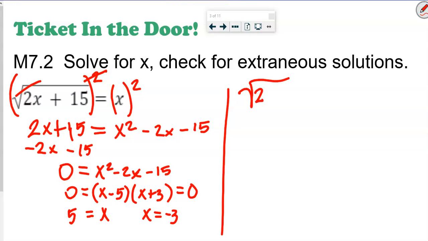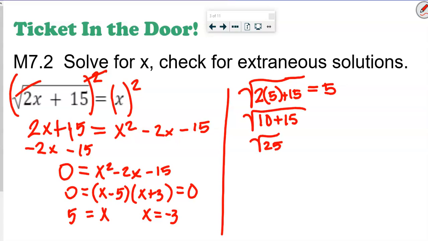So we're going to do 2 times 5 plus 15. Is that equal to 5? So this is going to be 10 plus 15, which is 25. The square root of 25 is, yes, what? 5. Yes, so this is 5 equals 5. So that one's good. So that is an answer. Now we just have to check the second one and see if it also works or if it's extraneous.